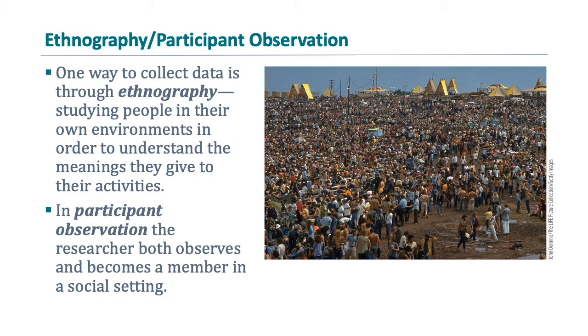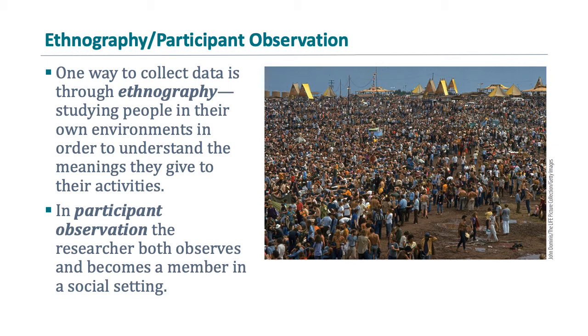Okay, the first research method that I'll talk about is ethnography and the subset of ethnography, which is participant observation. One way to collect data is through ethnography, which includes studying people in their own environments in order to understand the meanings they give to their activities. The term ethnography literally means writing culture, which happens when researchers collect their observations and write about their experiences in a scientific way. So this is like taking field notes.